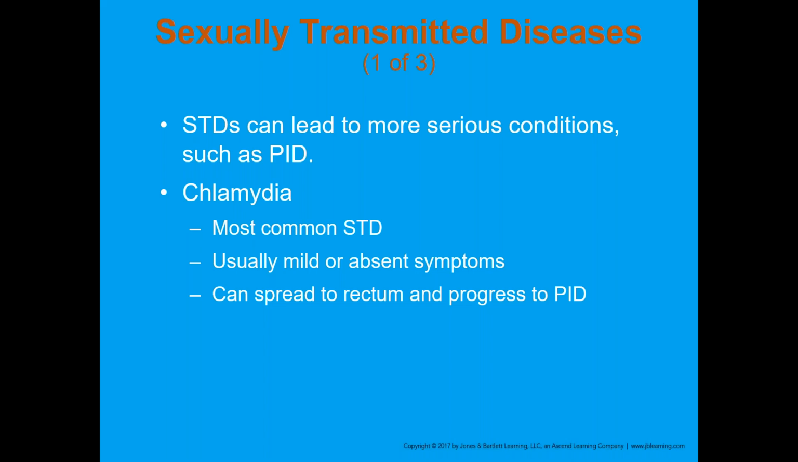Chlamydia being one that they say is the most common, usually has mild to absent symptoms for most females. Can be spread from the rectum as well, and it can progress into PID. Females, a lot of times with sexually transmitted diseases, will be relatively symptom-free, or it won't be anything that's really altogether hugely abnormal for them. So that infection just kind of goes on unchecked and unchecked and unchecked, and can eventually lead to that pelvic inflammatory disease.